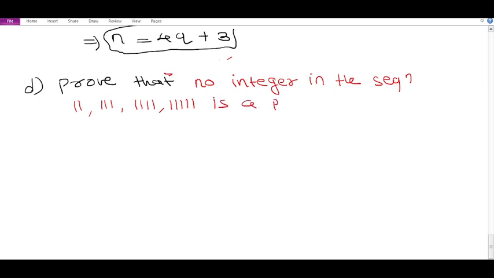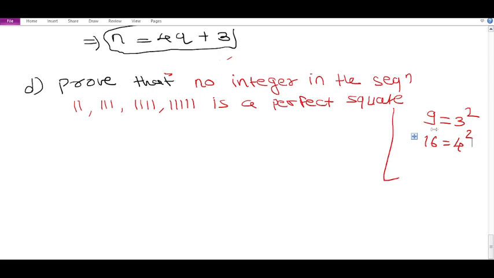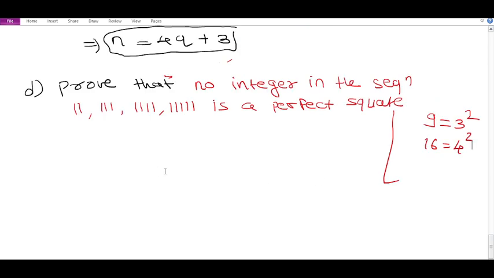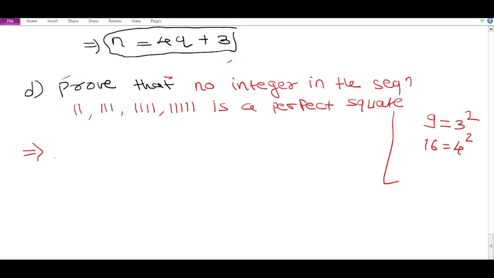So we know that 9 is a perfect square because 9 can be written as 3 squared. 16 is a perfect square, which can be written as 4 squared. But we want to show that this sequence is not a perfect square. Now consider, we can write 11 is equal to 4 times 2 plus 3.